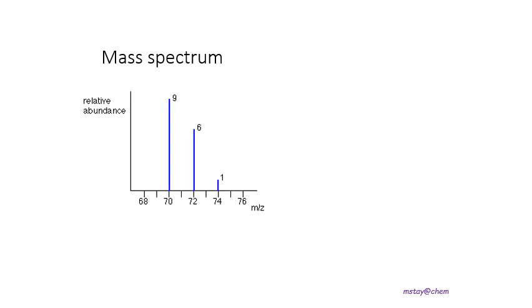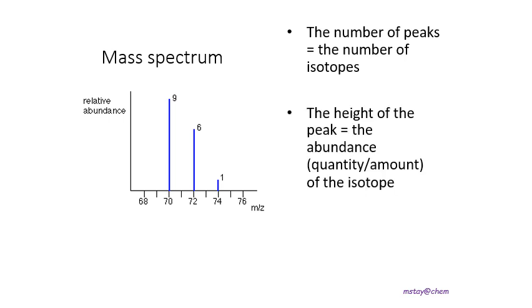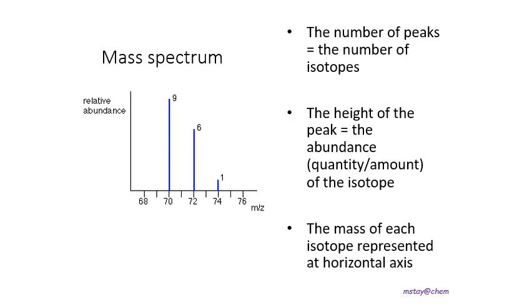Now let's look at the details of the mass spectrum. The number of peaks is equal to the number of isotopes. Let's say this is the mass spectrum of element A. There are 3 peaks, which means that there are 3 isotopes. So when we want to write the isotopes of A, we will have A70, A72, and also A74. We have 3 isotopes.